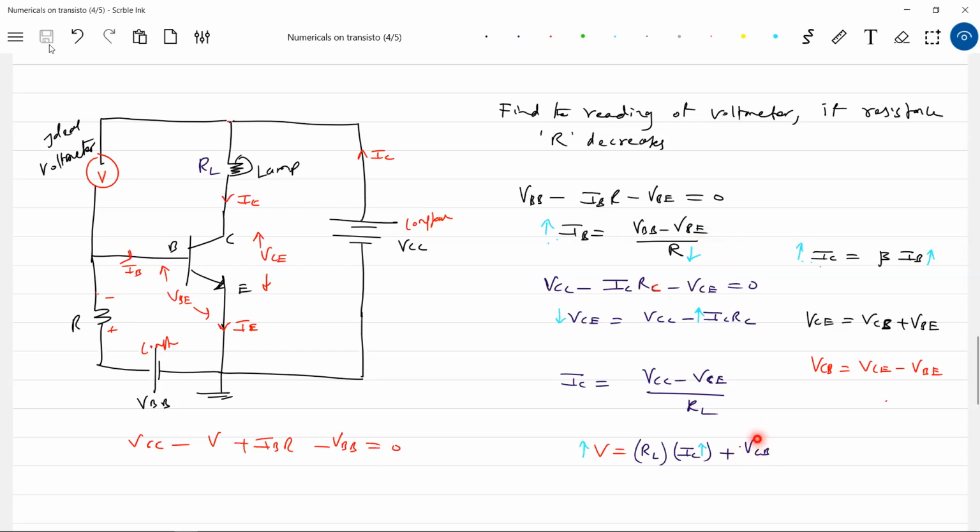This VCB will be a negative value, no? Only thing, the collector will be more positive than the base. If I connect one voltmeter, it should be positive. This will be positive means the equation will be what I wrote. Okay, let me write the equation. KVL. Guessing will be a problem. The VCB will be like this.